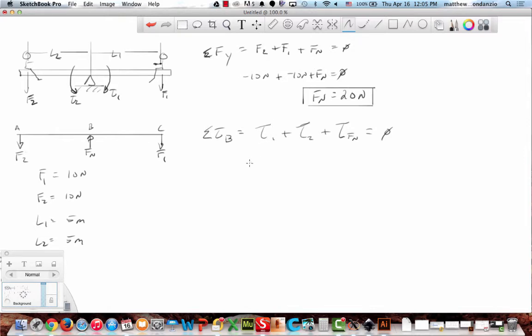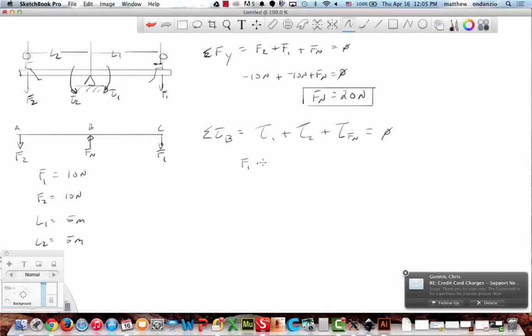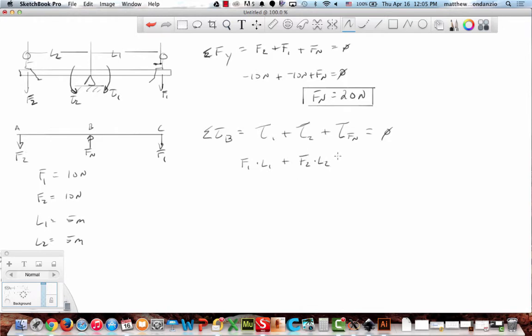Torque 1 is equal to what times what? Force 1 times length 1, right? Okay, force 1 times length 1, plus what's torque 2? Force 2 times length 2. Now, if I looked at Fn, what are the lengths? The lengths are from what to what? From where to where? In the torque, the length that I use in the equation is from where to where?